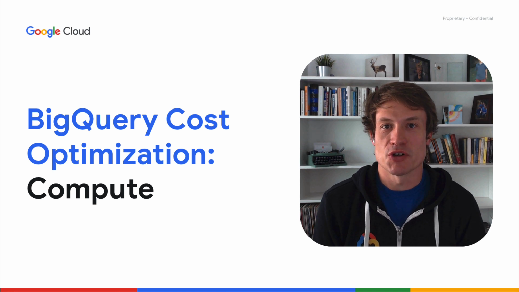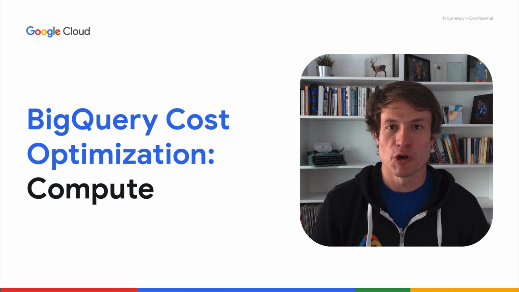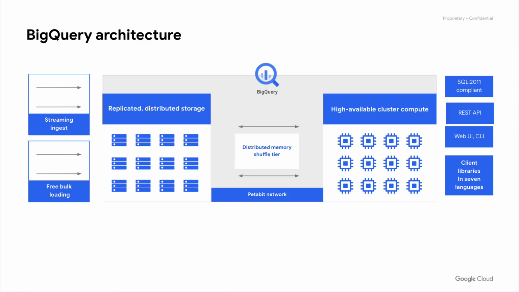Our first part in the series is talking about how you can optimize your billing using BigQuery compute. And essentially that means optimizing how you are getting billed for the queries that you're running. Let's start with an overview of the BigQuery architecture, just so we're all on the same page about the different methods that are available for optimization.